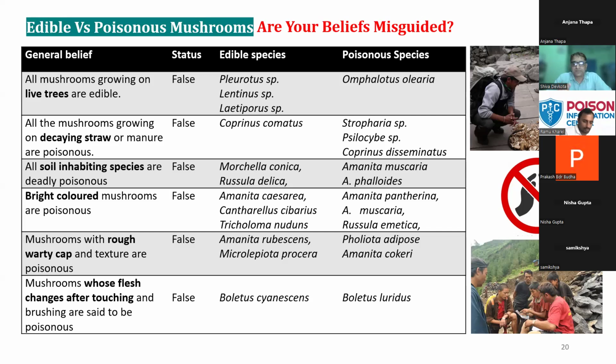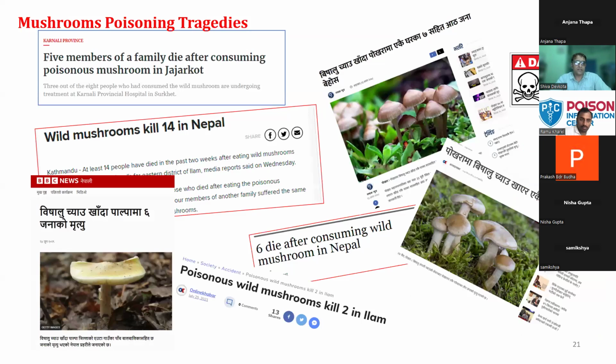Whatever the beliefs, they are rooted among the less educated people, and they are really misguided. We should not encourage people to run after those beliefs, and none of them are correct. That's the main reason why every year such tragedies occur and reoccur, killing 14 people, killing 6 people, and not only in rural areas but also in urban and suburban areas. These are the real scenarios happening every year in Nepal.